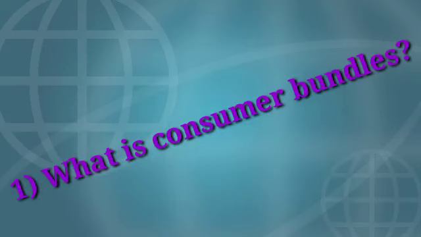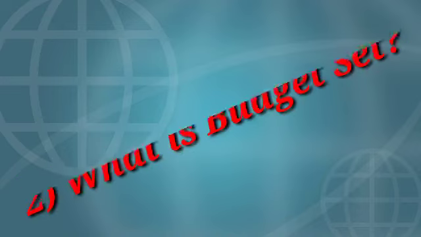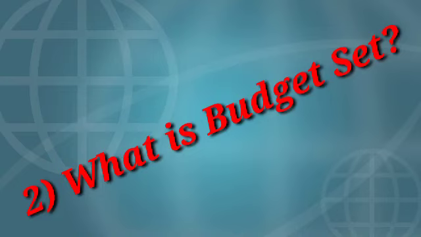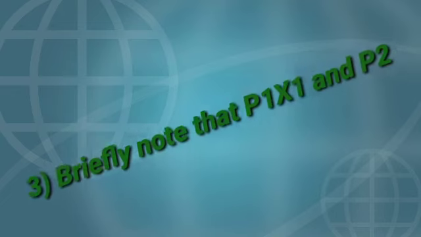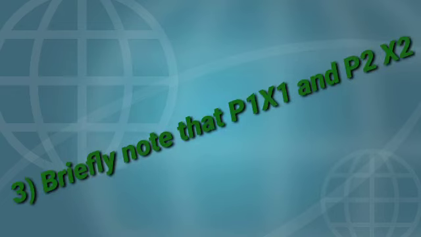First question: what is a consumer bundle? Question number 2: what is a budget set? Question number 3: briefly note P1X1 and P2X2. These are the questions you need to write in your fair book.